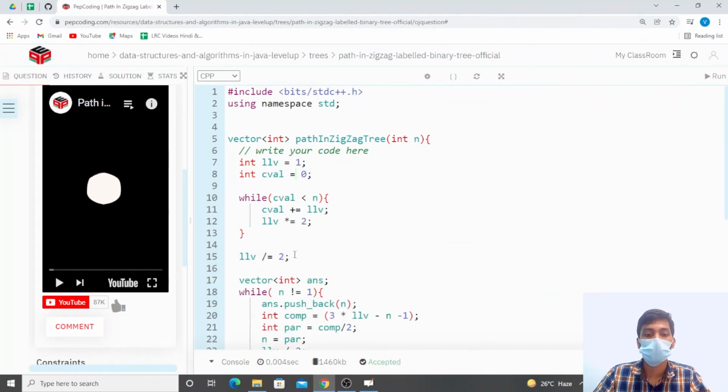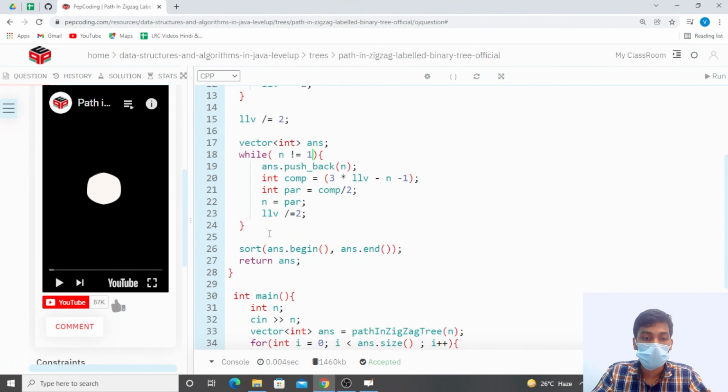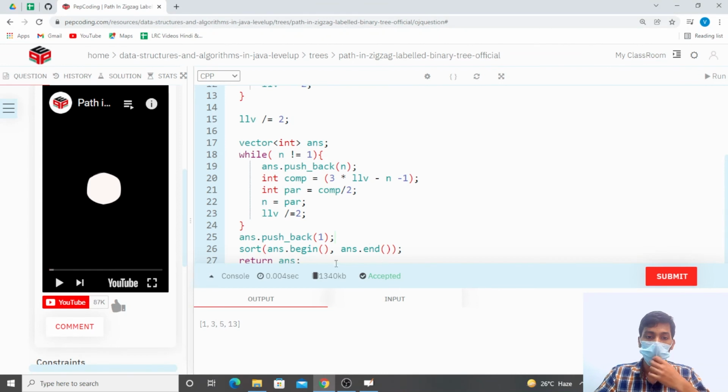Why is this 1 not being included? Because we are running our while loop till n is not equal to 1. So before sorting this, we have to first add this 1. So what we are going to do is answer dot push back 1, right? Now let's run this code and see if the answer is coming right or not. So the answer is coming correctly.